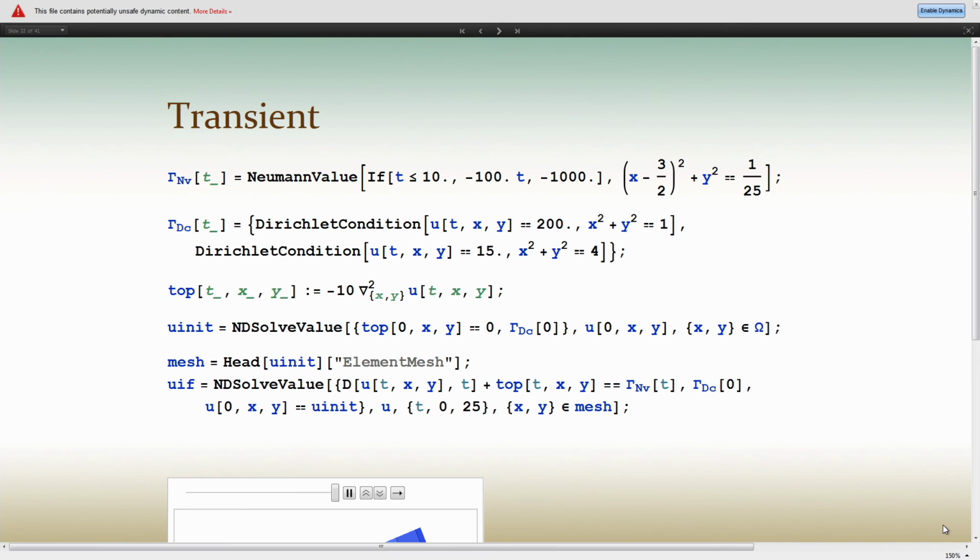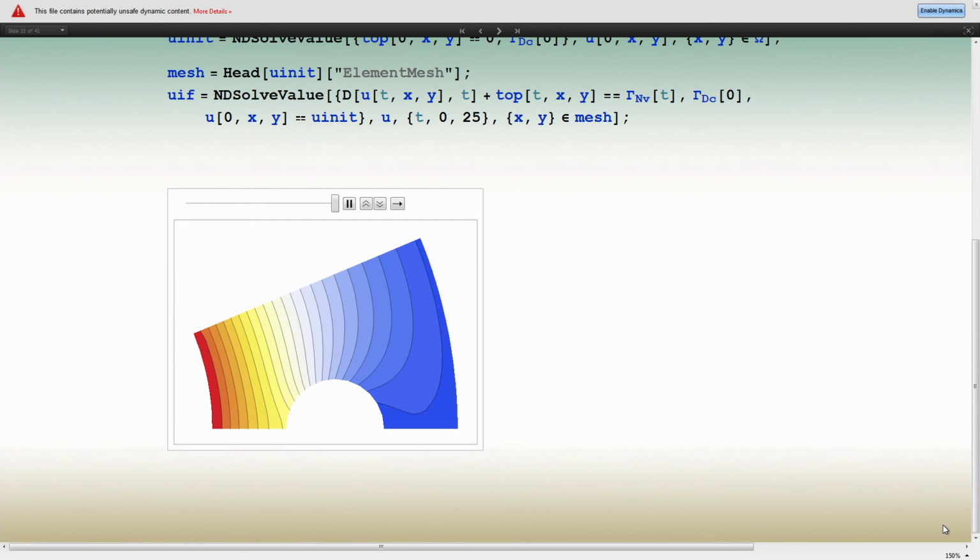This is the PDE operator again. I use NDSolveValue with a time-dependent problem. So the first thing I do is I compute an initial condition at time t0, because NDSolve needs an initial condition. And then I use that initial condition to start NDSolveValue. And this here is the solution.